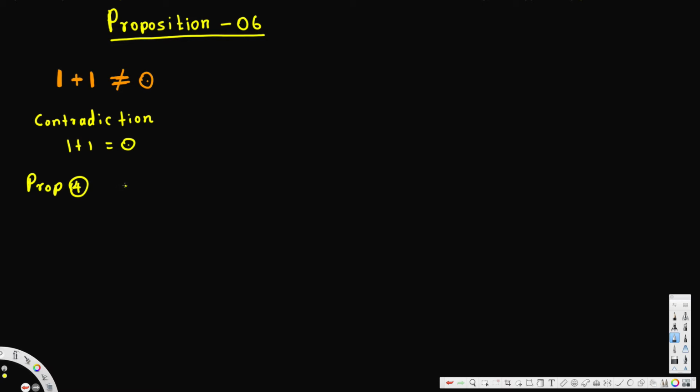Proposition number 4 says that 0 is less than 1. Then if 0 is less than 1, and we assume by contradiction that 0 is equal to 1 plus 1, that's what we assume, right? So instead of 0, we can replace it with 1 plus 1. If we replace, this is going to be 1 plus 1 is less than 1.